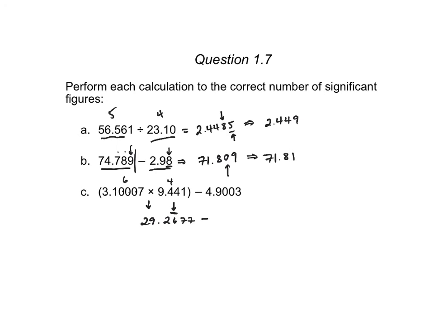So now we're going to subtract 4.9003. Now we're doing a subtraction problem, so we're limited by the decimal place. This one reports to the tenths, hundredths, thousandths, 10,000ths place, whereas this one we're limited to the hundredths place. So what is my answer going to be reported to? The hundredths place as well, okay?